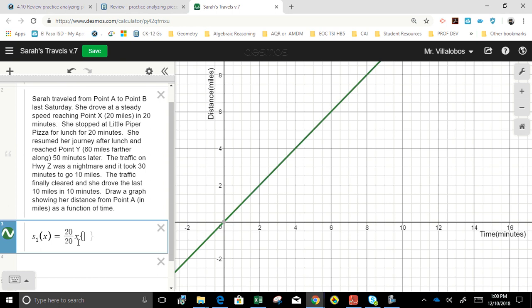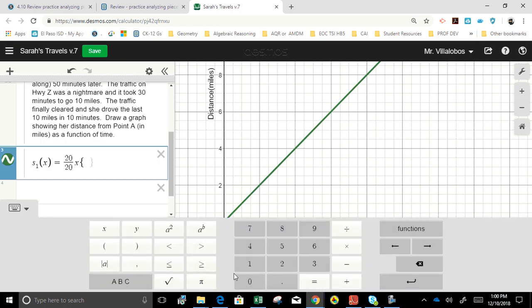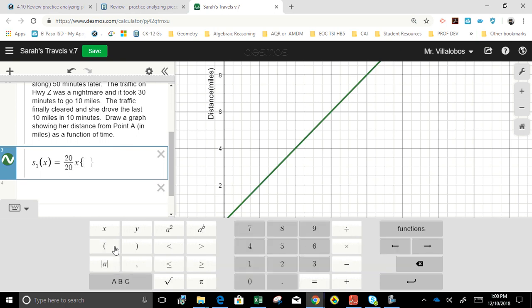So shift bracket gives you a curly bracket. Or you can click on it here, and the brackets are right here. But I'm going to undo that since I already did mine. And I'm going to do 0 less than or equal to X less than 20. Because she did that for 20 minutes.